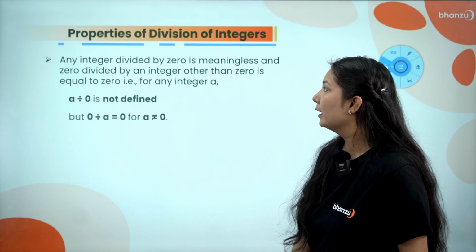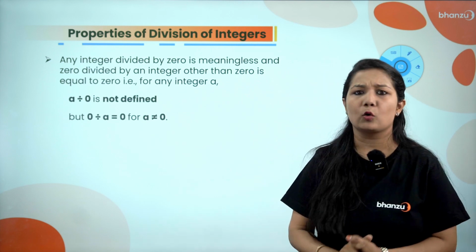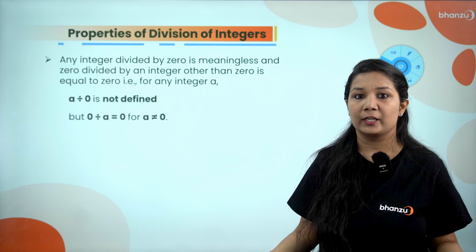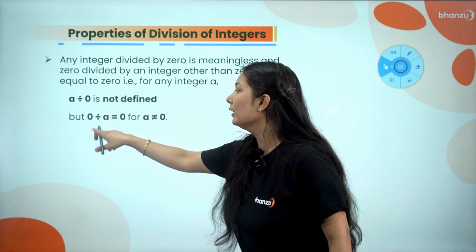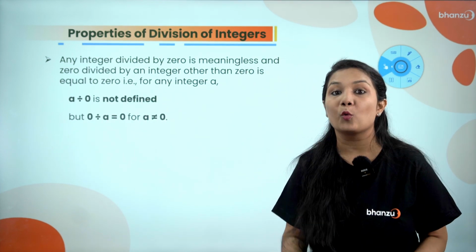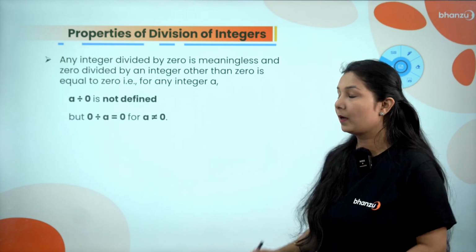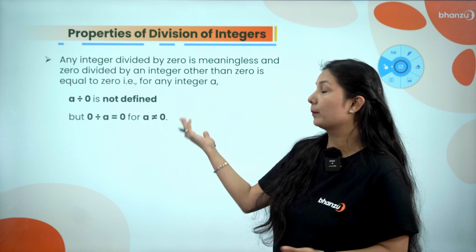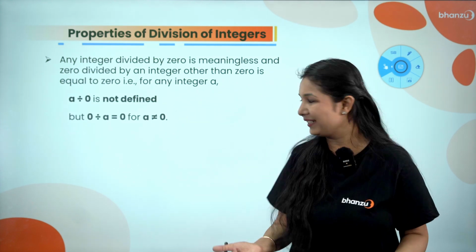Let's see then what are the other properties of division of integers. The first one, that any integer divided by 0 is meaningless, like a divided by 0, it's not defined. Or 0 divided by any integer would always be 0. But the condition says the integer a should not be 0 over there, right?